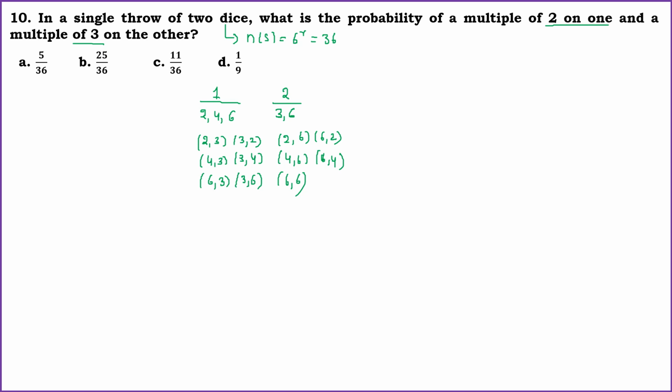Total, if you observe, there are 11 combinations. So 11 possibilities, n of E is equal to 11. The probability of an event occurring is n of E by n of S. So 11 by 36 is the answer.